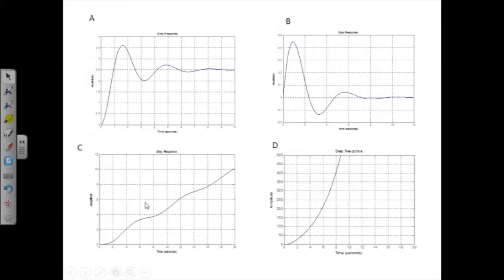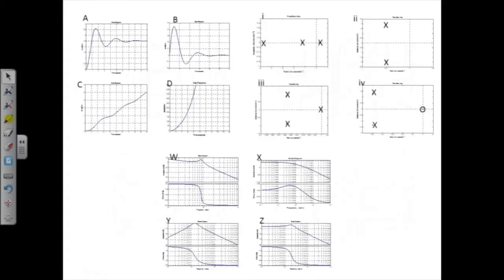So, C. Okay, increasing with time, a bit oscillatory. Which one of the pole-zero plots? Process of elimination is 3. We've got 2 left, because it's not the unstable one. So it's not number 1, because that's unstable. And are you sure this isn't unstable? Because it keeps getting bigger.